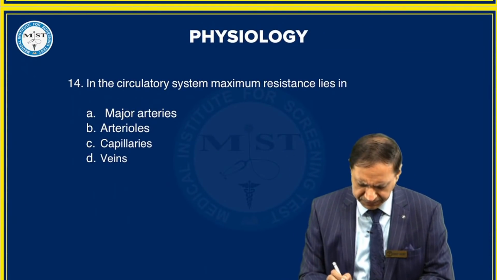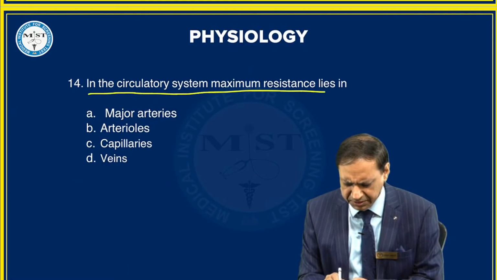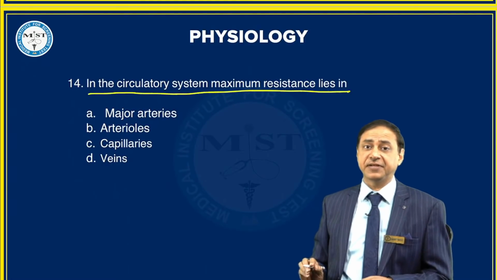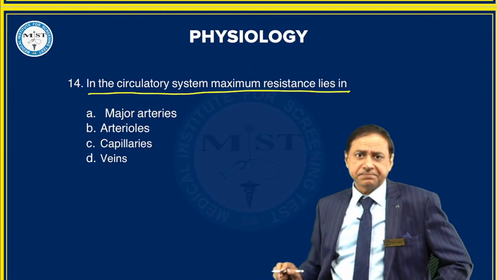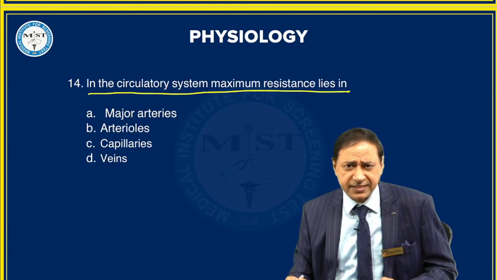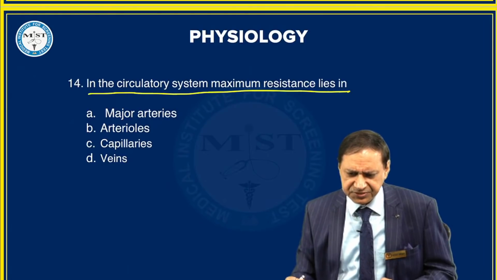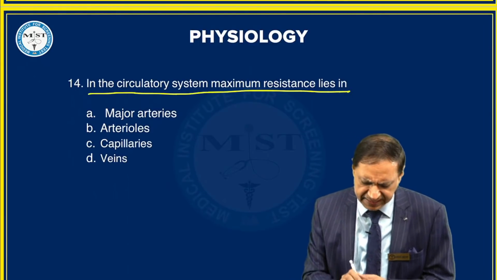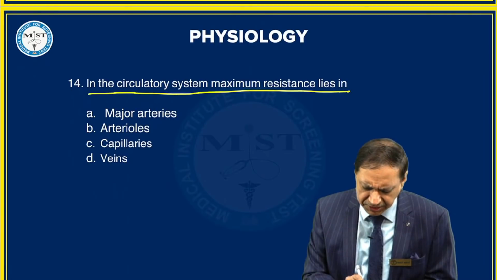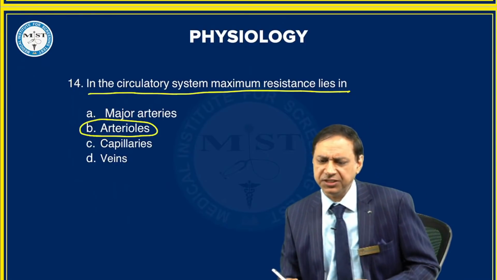Just see this question. In the circulatory system, the maximum resistance lies in? Where do we have maximum resistance? The resistance lies in arterioles.